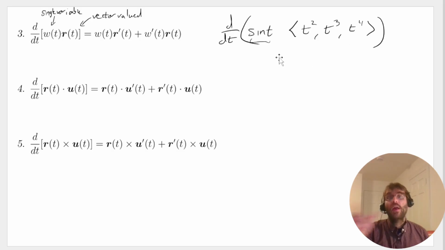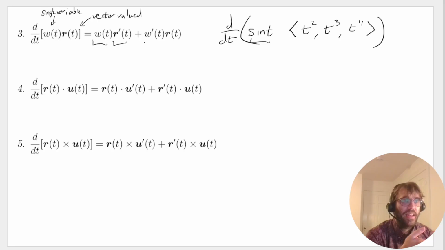But the product rule works. You remember your single variable product rule that says you just take the first thing times the derivative of the second, and then you switch the roles? Yeah, it works here. No changes, except the products are these scalar multiplications, because you've got a scalar valued function times a vector valued function. W times r prime, scalar times vector. W prime times r here, scalar times vector. But the product rule still works.